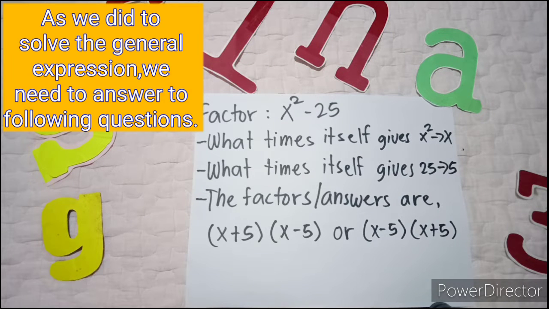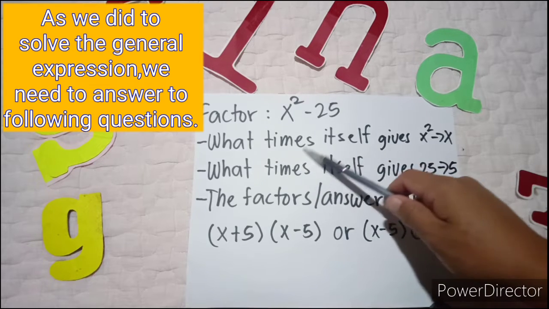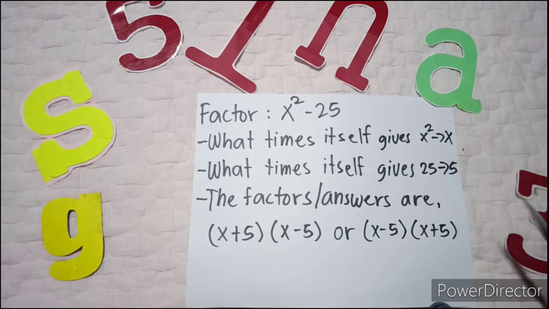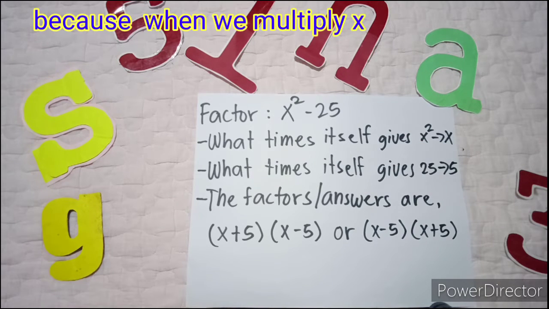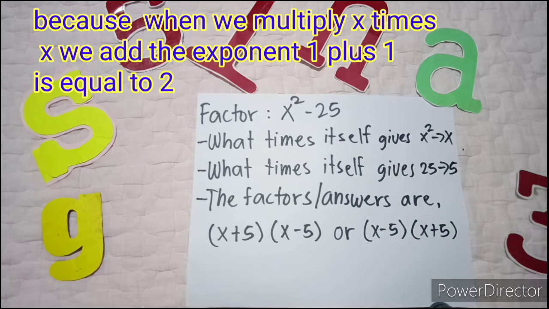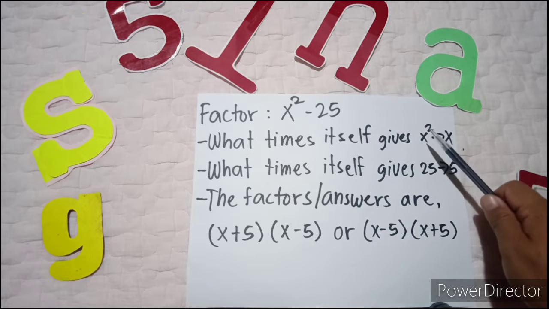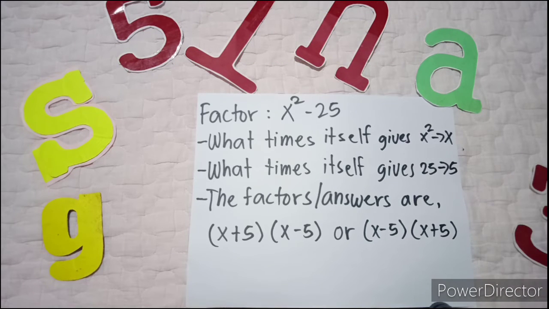As we did to solve the general expression, we need to answer the following questions. What times itself gives x squared, which is the first term? The answer is letter x, because when we multiply x times x, we add the exponent 1 plus 1 is equal to 2. The answer is x squared.